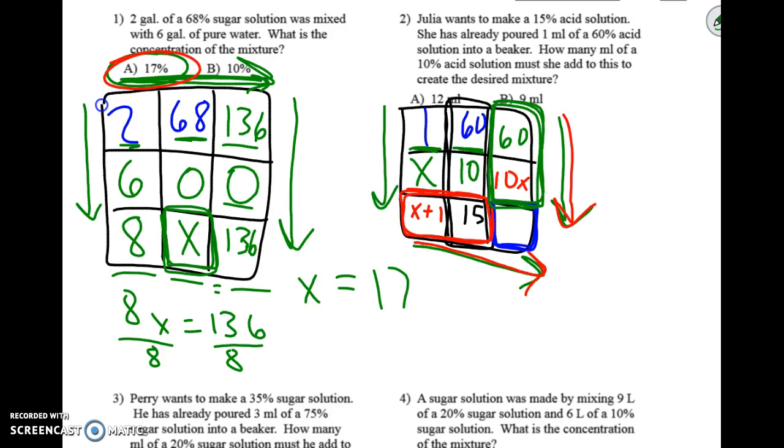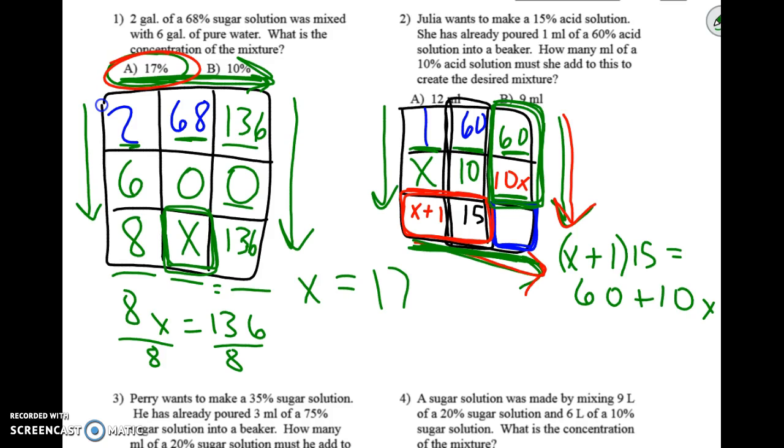So my math problem becomes x plus 1 times 15, because we multiply this way, is going to equal 60 plus 10x. And there's that trick question again, 60 plus 10x. I can't squish those together. Hopefully you're all writing smaller than I am.